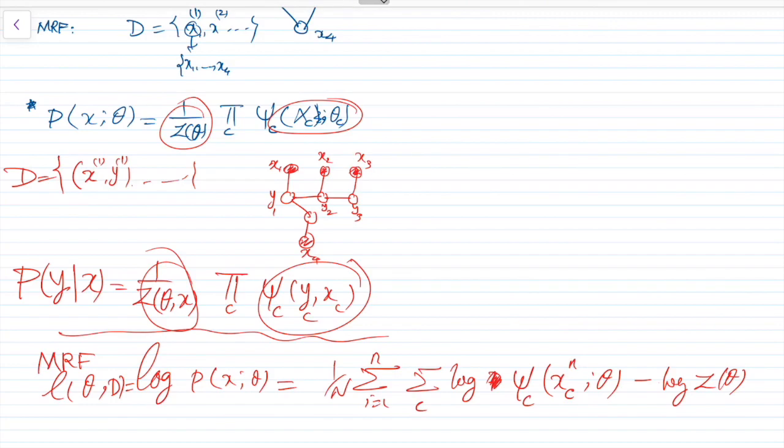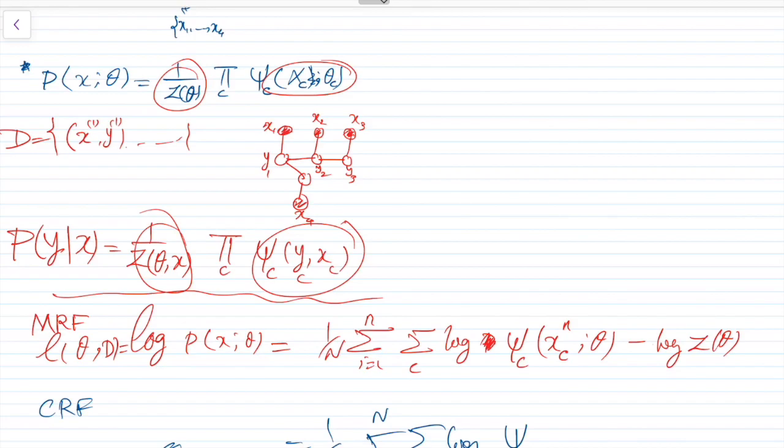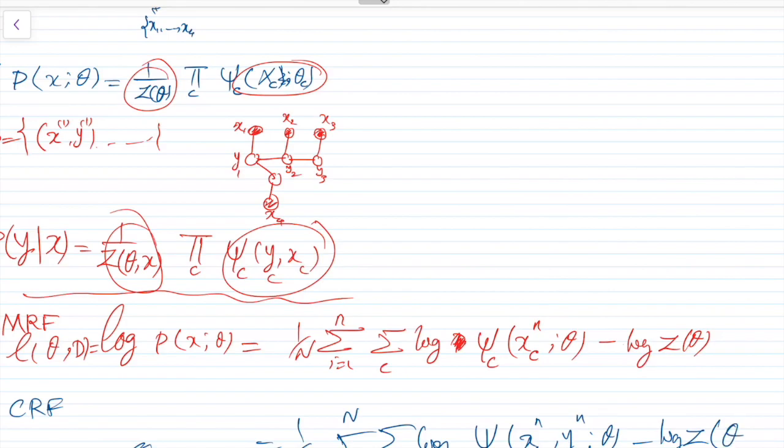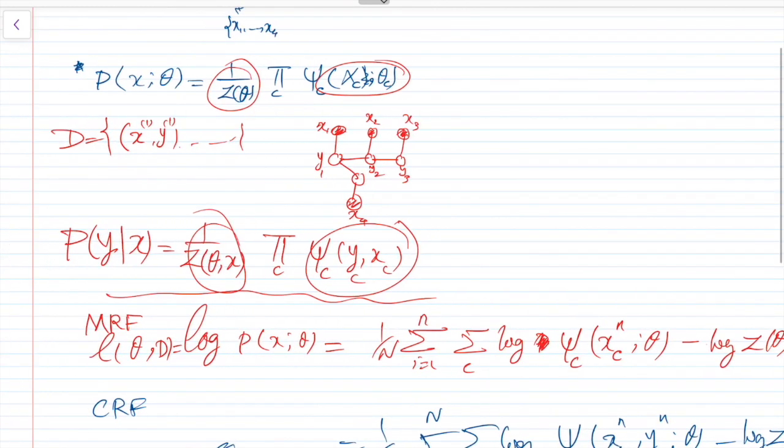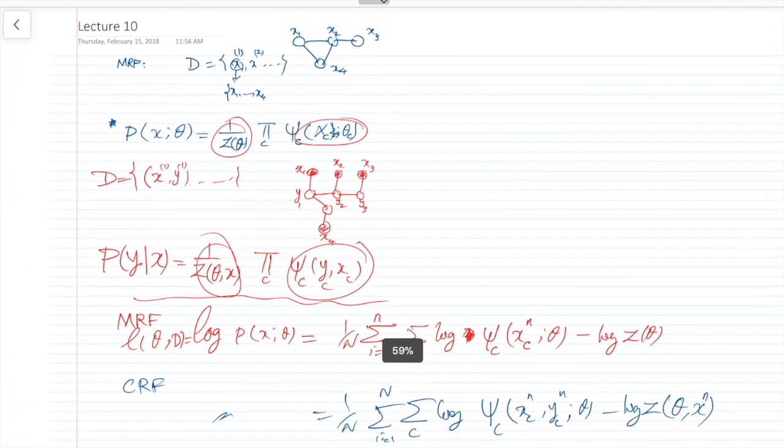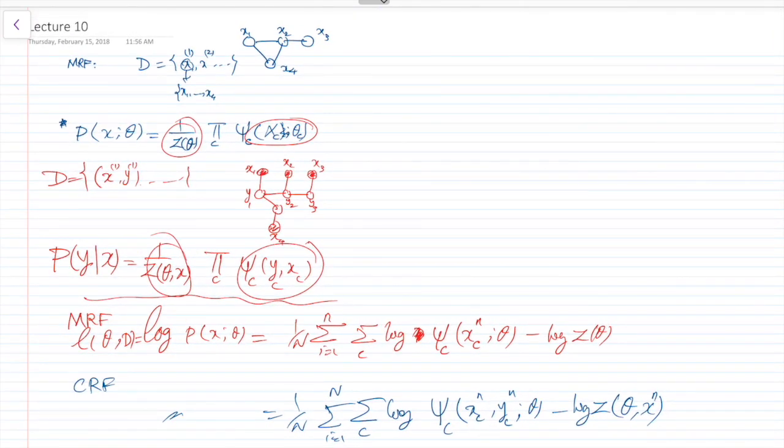For the CRF it would be 1 over n, sum over samples, sum over factors, pairs of factors and observations, and a log of theta and the x's. This is just the log of these, substituting the data in.